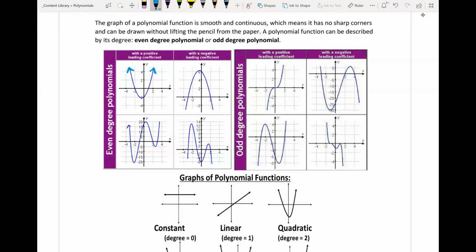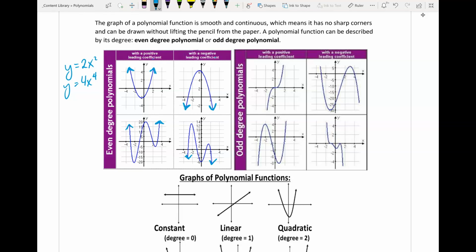They'll point towards positive infinity when you have a positive leading coefficient. That is when you have something like 2x squared or y equals 4x to the power 4. Then both your arms are going to face up. In other words, your end behavior is going to be the same. Now, if you have a negative leading coefficient, then both your arms are going to face negative infinity. Again, both end behaviors are the same, going towards negative infinity.